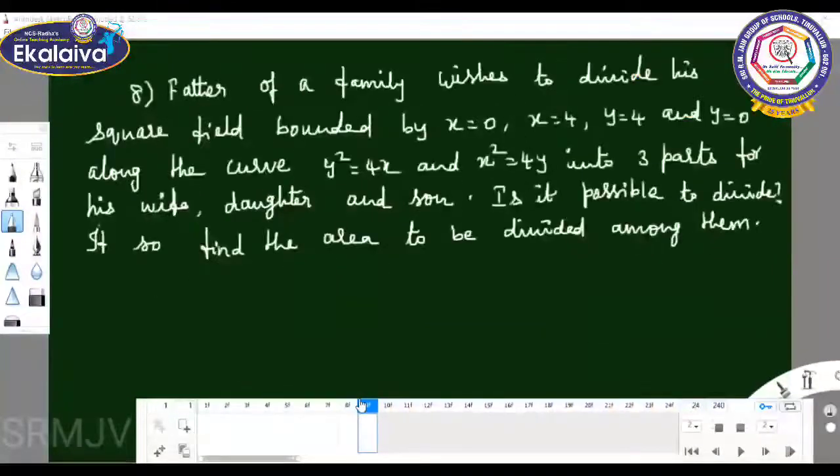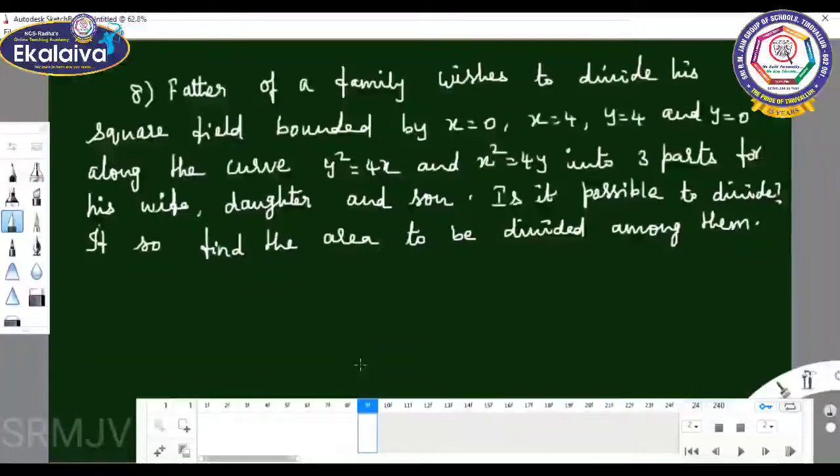See the eighth sum. Father of a family wishes to divide his square field bounded by x equal to 0, x equal to 4, y equal to 4 and y equal to 0 along the curves y square equal to 4x and x square equal to 4y, one opening upward and another opening rightward, into three parts for his wife, daughter and son. Is it possible to divide? If so, find the area to be divided among them.